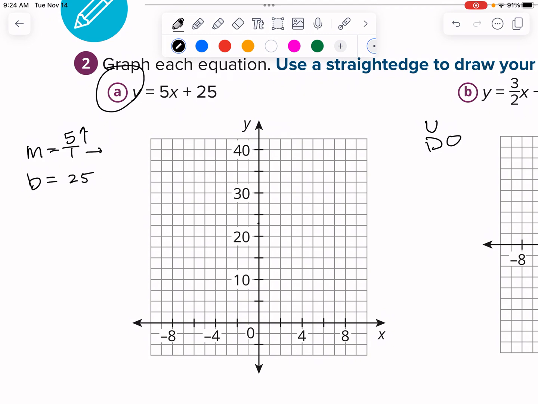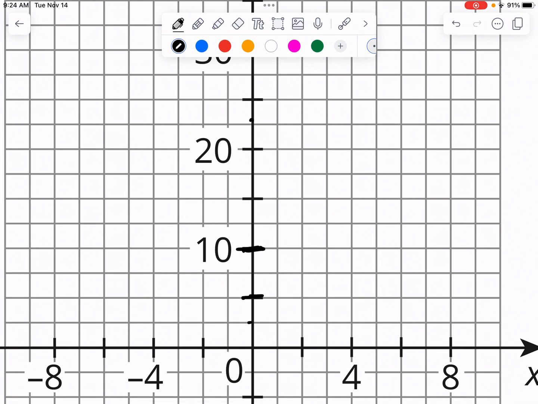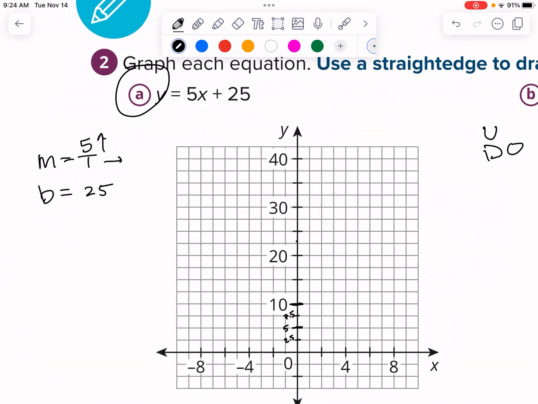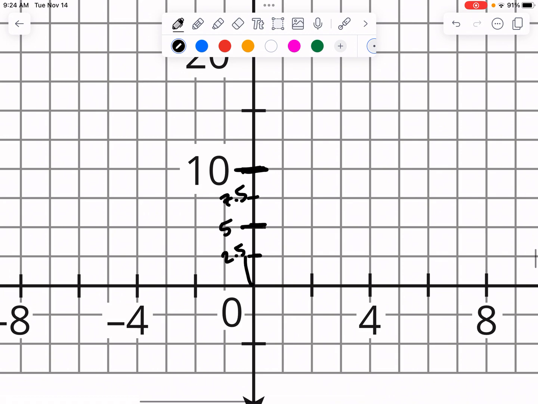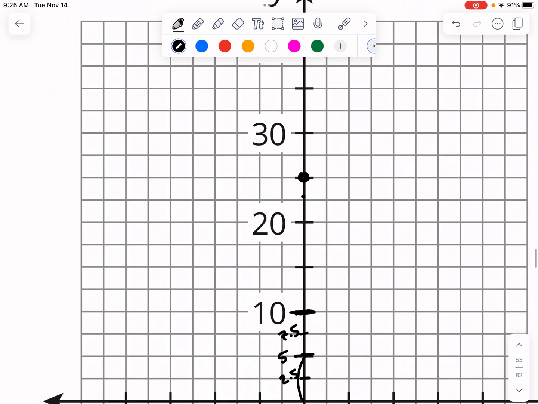Looks like, if this is 10 right here, that means that this is 5. So this would be like 2.5, right? Because 2.5 or $2.50, $5, $7.50, and then $10. So just be careful on how we're moving for that. But just know for every 2, that's a 5. Okay, we're going to begin at 25, which is right here.